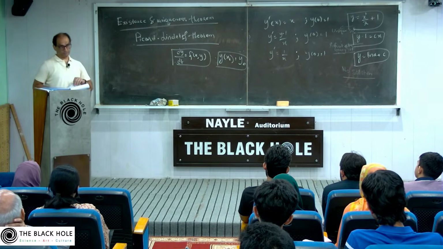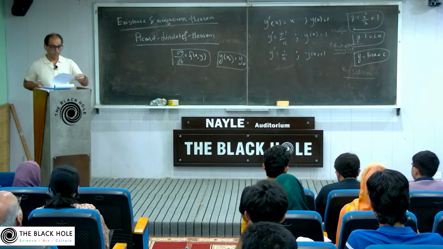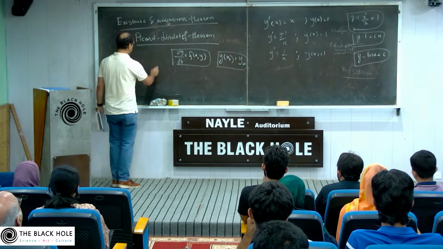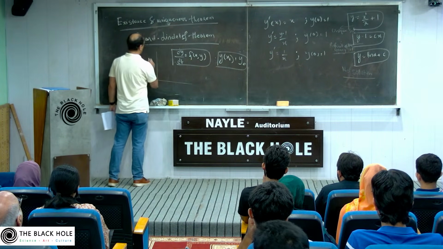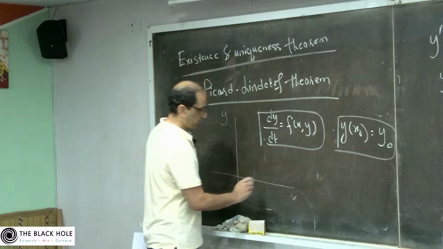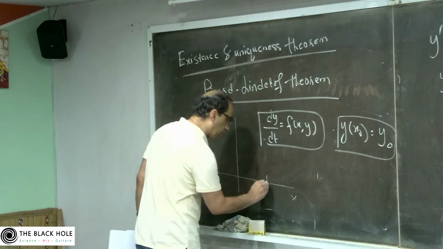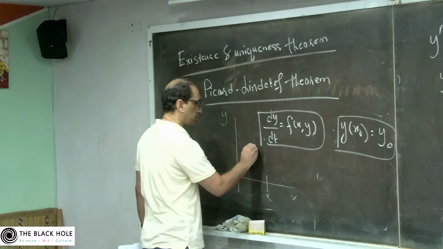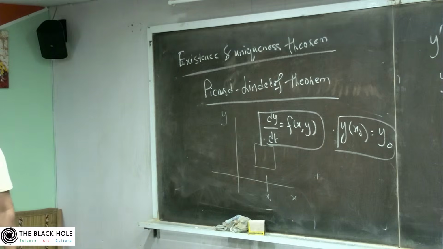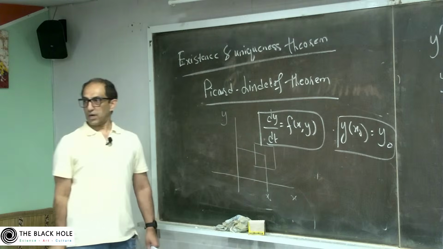The next thing is the criteria. So I'm going to just write down the criteria for that. So for that, I need to draw a rectangle. So I am talking about the point x naught. In the vicinity of this point, I am going to draw a rectangle. So corresponding to this x naught, I will have a y naught.